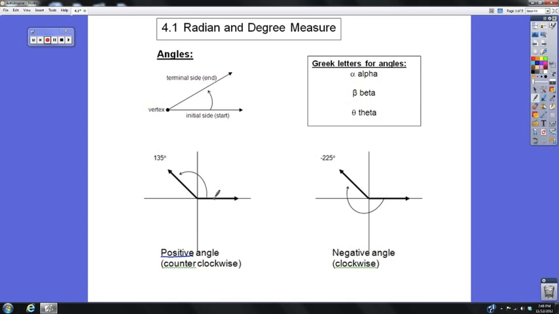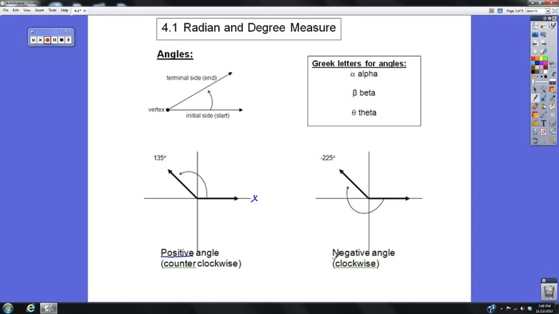Down here at the bottom you see an example of a positive angle. A positive angle will start right here in the standard position, the initial side right here on the x-axis, and would go in the counterclockwise direction, and that would be approximately 135 degrees. That would be a positive angle.